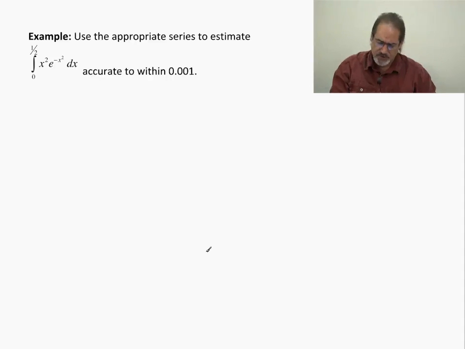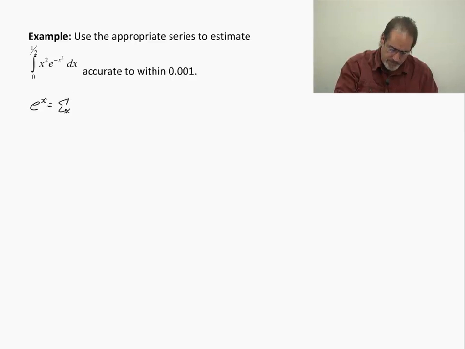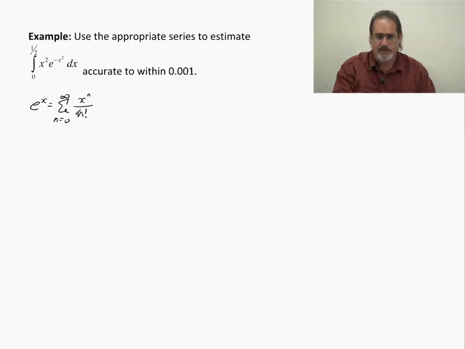All right, use the appropriate series to estimate the integral from 0 to 1/2 of x squared times e to the negative x squared dx. What I want to do is start off by noting that e to the x is equal to the sum n equals 0 to infinity of x to the n over n factorial. That's the Maclaurin series for e to the x. Now this converges for all x, and you can quickly verify that if you want by using the ratio test.